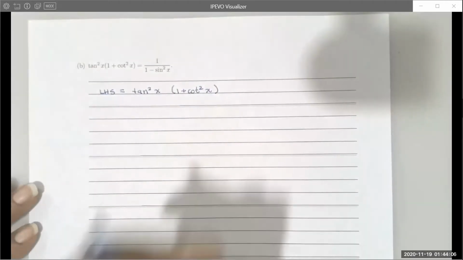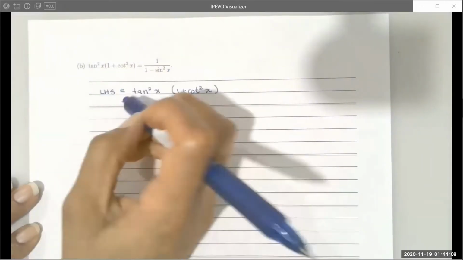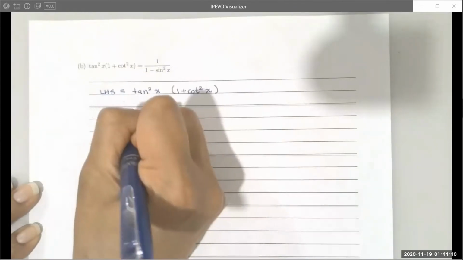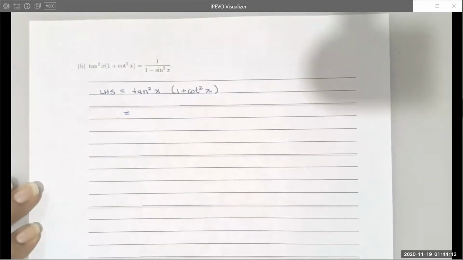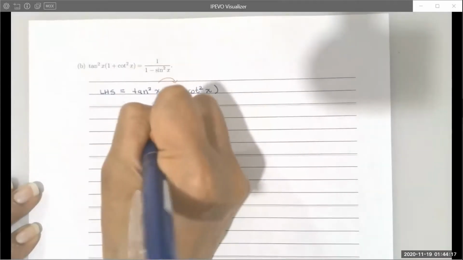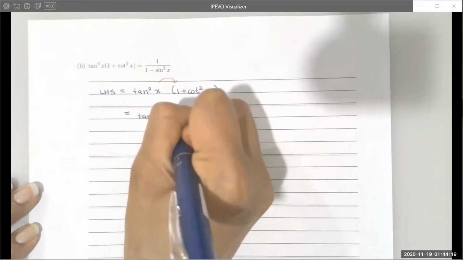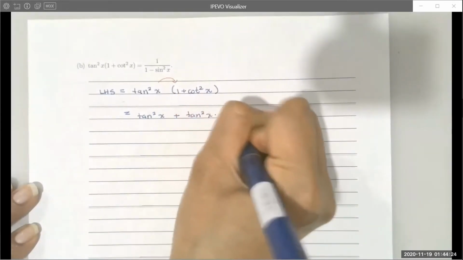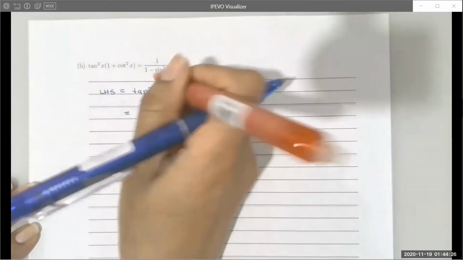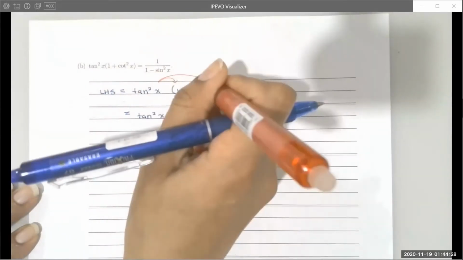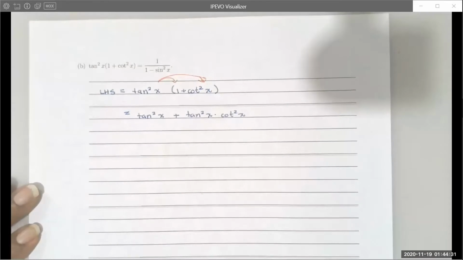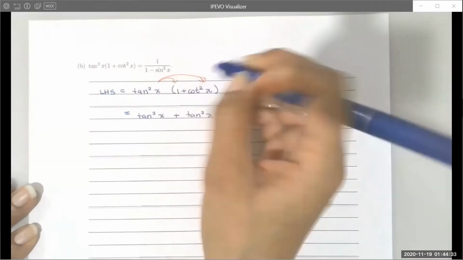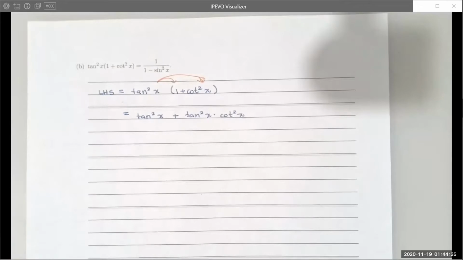We're going to get, okay, so if I distribute, I'll write it on the second line so it looks a little cleaner. We're going to get a tan squared x times 1, which is tan squared x, plus a tan squared x times cotangent squared x. So that's distributing to that term there. All right. And maybe at this point we think, okay, now what? I don't know what to do from here.